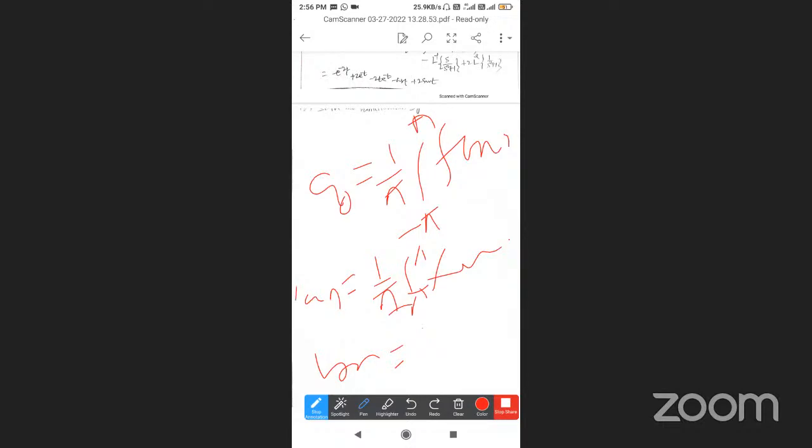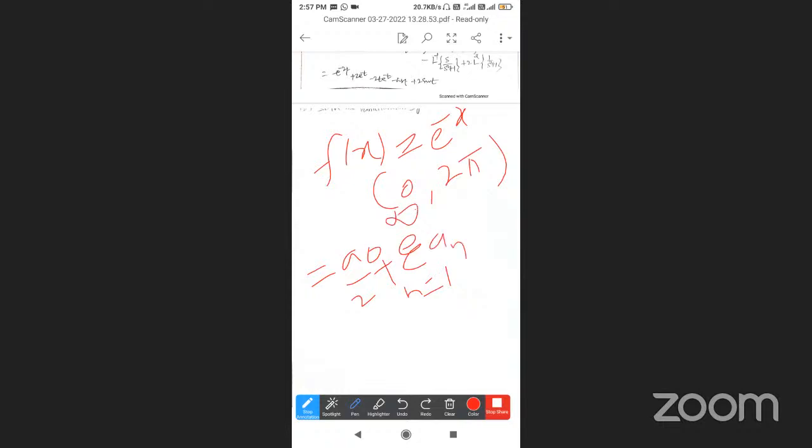Next is page number 71. We have an example. Very simple: f of x is equal to e power of minus x. What is the interval? 0 to 2 pi, and the alpha value is 0. The Fourier series is over 0 to 2 pi. So f of x is equal to e power of minus x, equal to a naught by 2 plus the summation from n equal to 1 to infinity of an into cos nx plus bn into sin nx. This is the formula, so we apply it. What is a naught equal to?